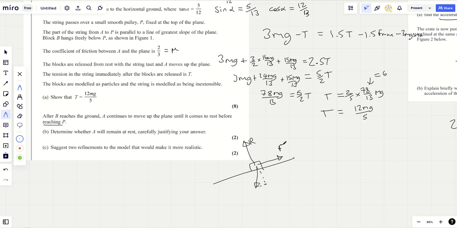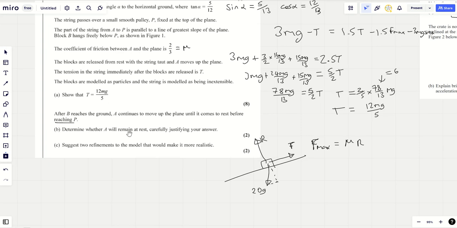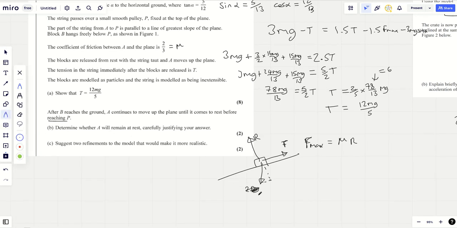Yeah. Now we don't know if it's at a maximum, but we know that the maximum available is going to be equal to mu times R. And as R is still, that was 20g, wasn't it? I think. Let's just quickly check. 2 mg, sorry, not 20g, 2 mg. 2 mg, and that's alpha there. Yeah, so not much has changed because F max is still going to be 2/3 times R, and R is 2 mg cos alpha, and that obviously equals 2/3 of 24, 16 mg over 13, just like it did before. This is all calculations we've already done.